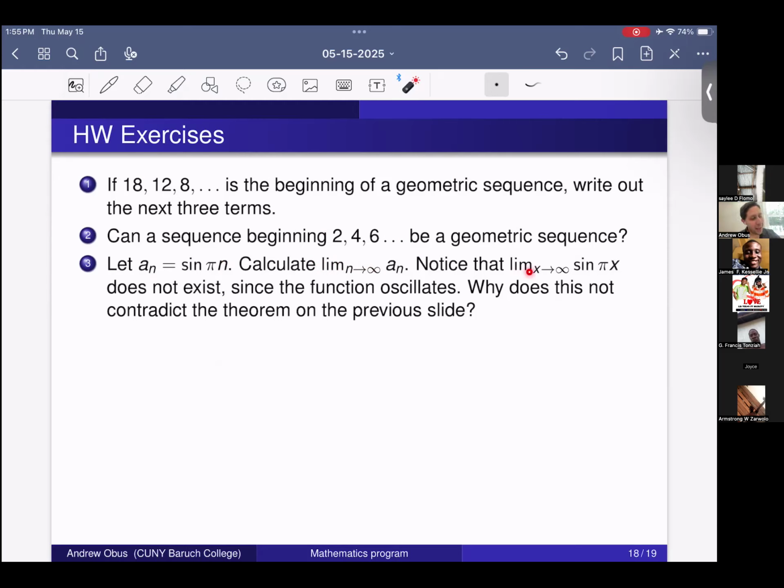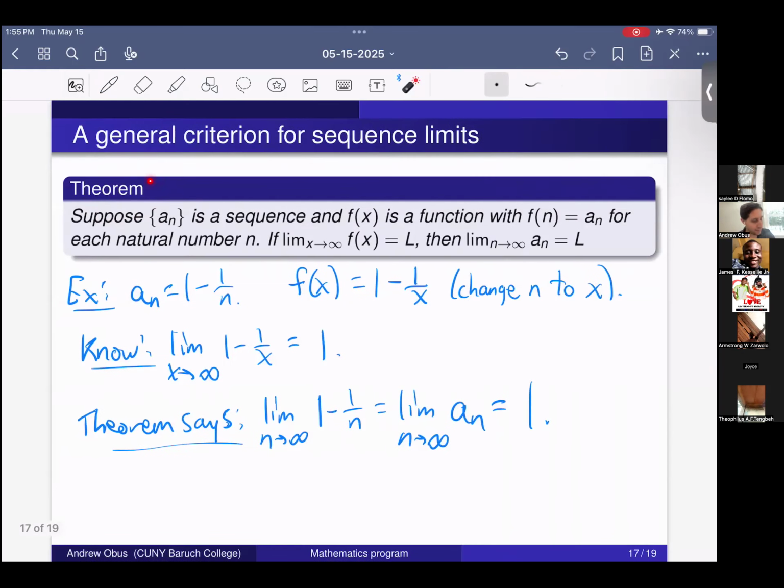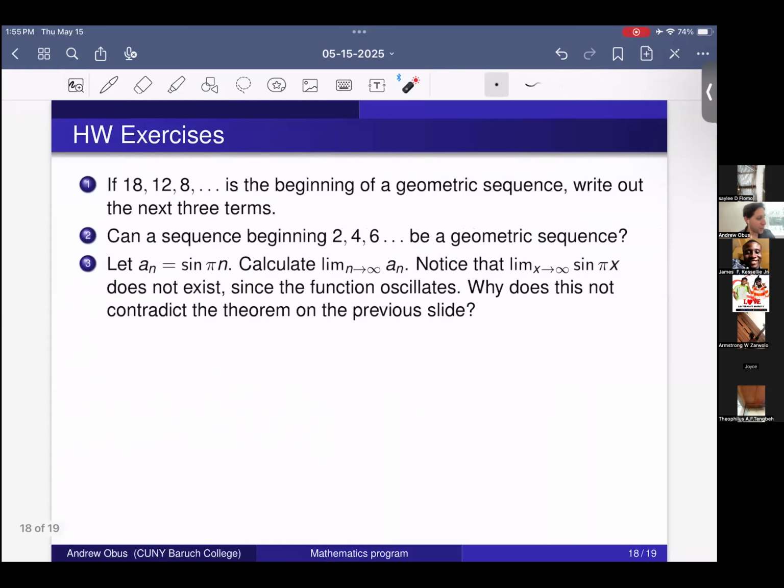And then I want you to notice that the limit as x goes to infinity of sine of pi x actually doesn't exist, because the function oscillates. So the question is, why is it okay that you have a limit here, but you don't have a limit over here? Why does this not contradict the theorem on the previous slide? This question's maybe a little bit more involved, so we'll talk about this in some detail.